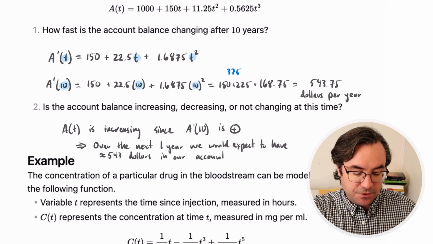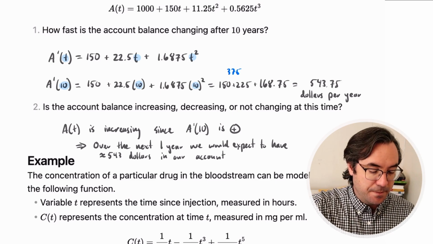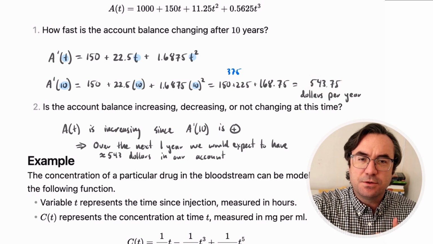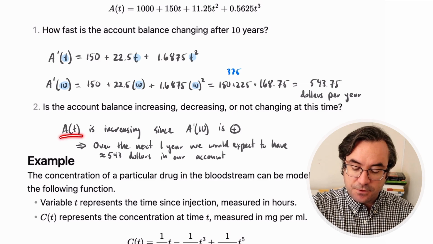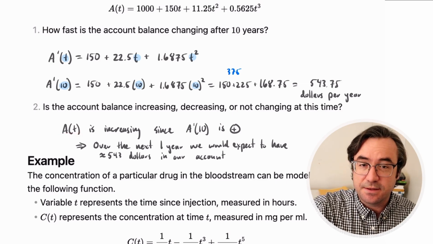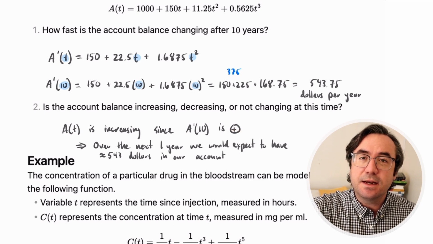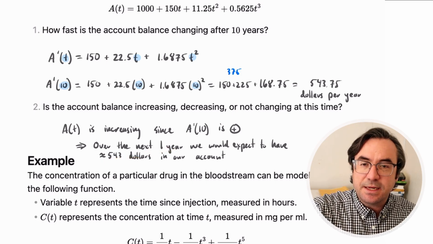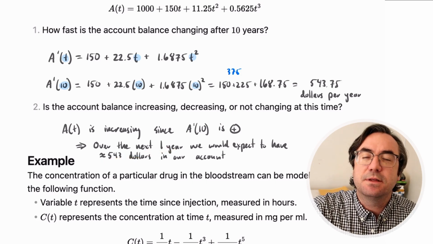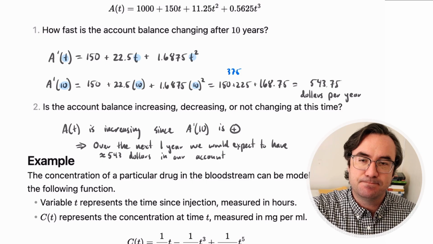So that's a way to interpret what this derivative value is telling us. It tells us what to expect over the course of the next year. First of all, our account balance is increasing at this time because the derivative is positive. And it gives us a way to estimate that over the next year, we would expect to have approximately $543 extra in our account.